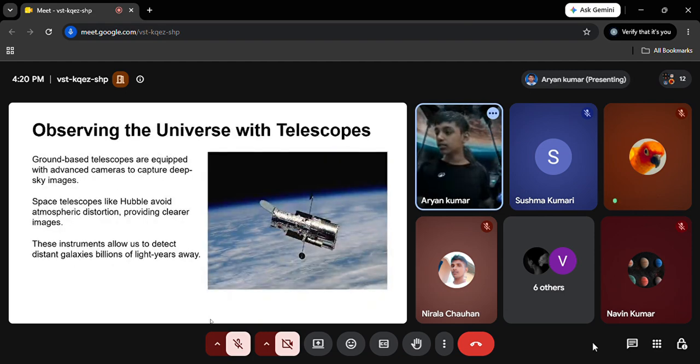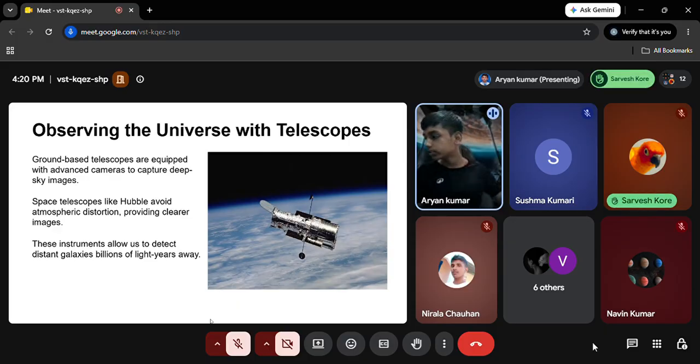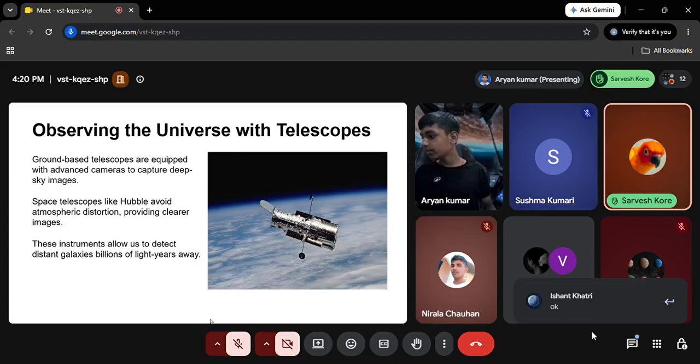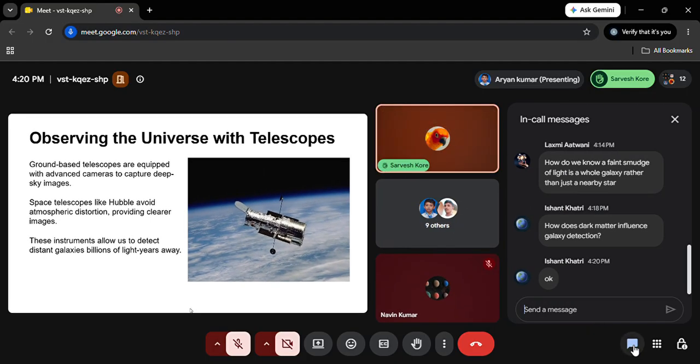Observing the universe with telescopes. Okay, you have raised your hand. Can I add another fun fact? Can you go to the previous slide?